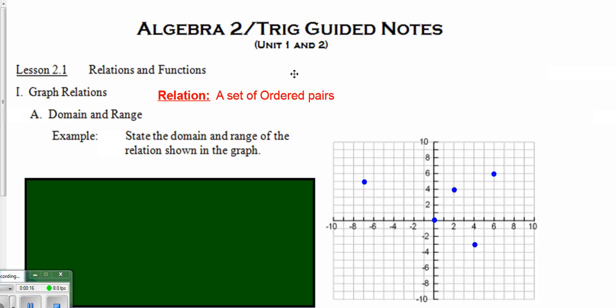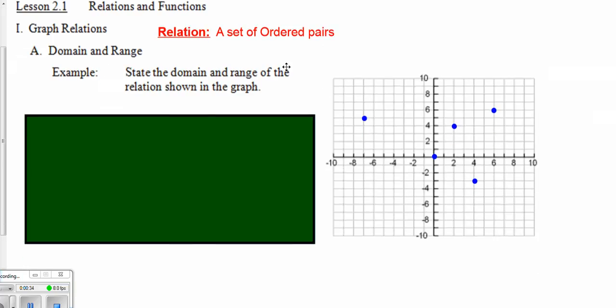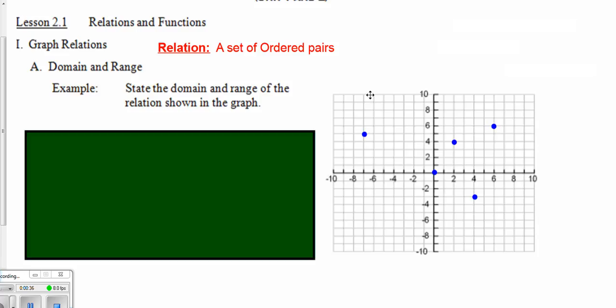One thing just to remember here, a relation is just a set of ordered pairs. So even just a set of one ordered pair, so one point in itself makes a relation. Having a couple points on a graph like this, or making a table of it, that's also a relation. It's just a set of ordered pairs. So on your graph, yours will probably be blank.